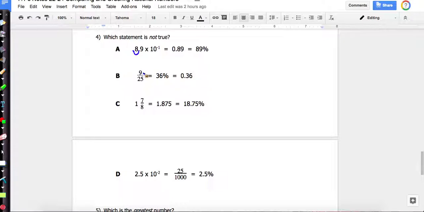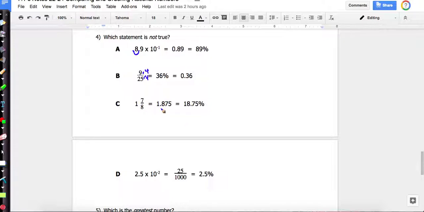If I change this to a friendly fraction, I could multiply top and bottom by 4, and I would get what? 36 hundredths. Is 36 hundredths 36%? Yes. And is it 0.36? Absolutely. 1 7/8. We just said that 7/8 was 875 thousandths. So that would be 1.875. That's correct.